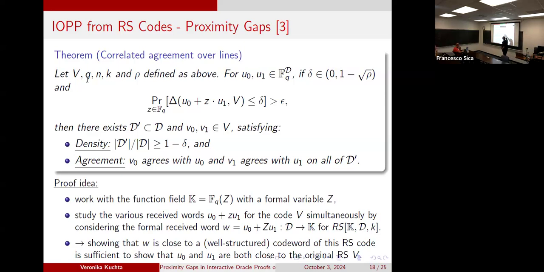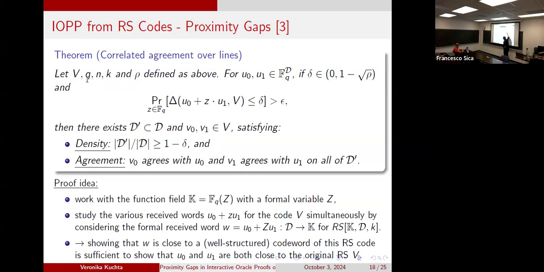And then for two elements U0 and U1, if delta lies in this interval, right, then the probability that the line which was interpolated from these two points is close to a Reed-Solomon code, so the distance of the line from a Reed-Solomon code is smaller than delta.